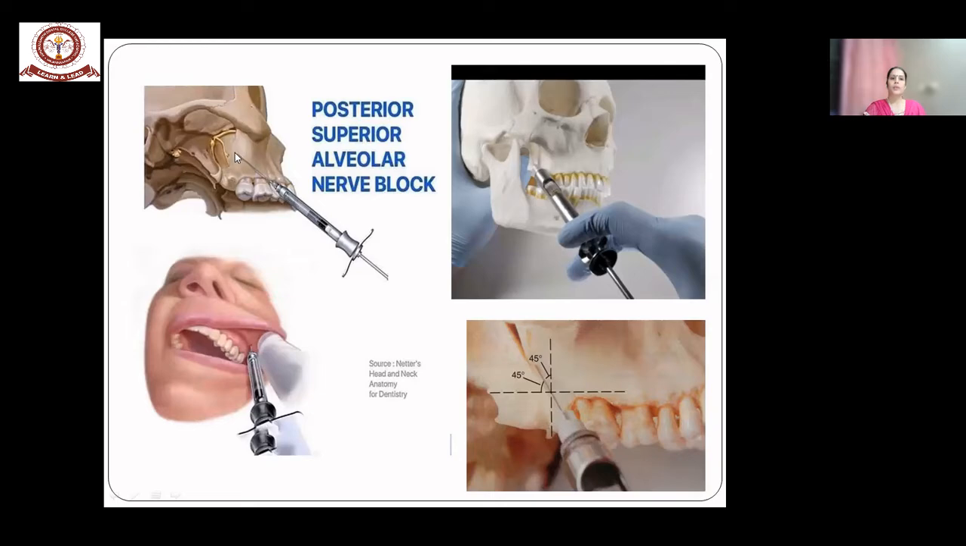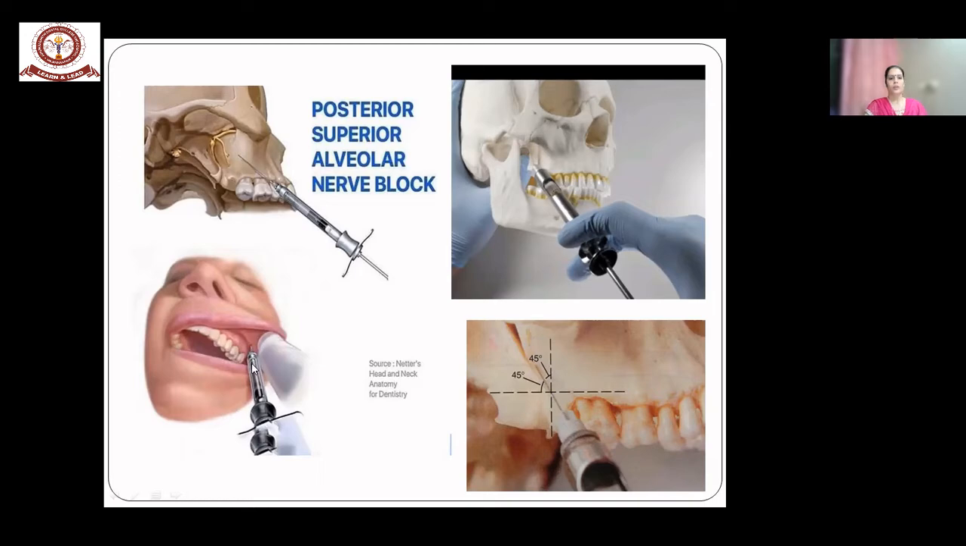The position of the needle is in an upward, inward, and backward direction, maintaining a 45-degree angle to the occlusal plane. That is, upward superiorly at a 45-degree angle to the maxillary occlusal plane, and medially towards the midline, maintaining a 45-degree angle to the occlusal plane, and posteriorly, that is, in a backward direction, maintaining a 45-degree angle to the long axis of the second molar.